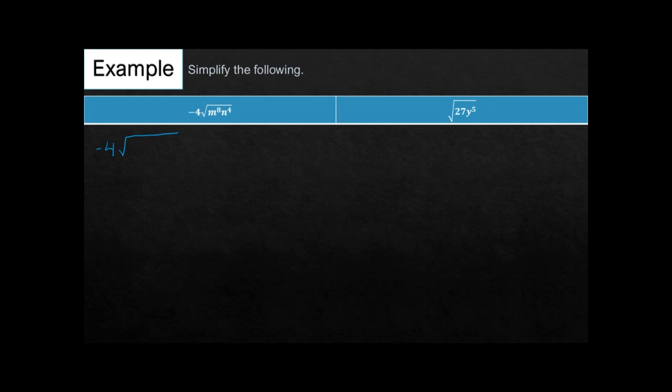So first, I'm going to just rewrite the problem, just write it down again. So in this case, when I'm looking at it, inside the square root, I already have things with exponents I can divide by 2. Because I can divide 8 by 2, I can divide 4 by 2, so I don't have to do any rearranging of the stuff on the inside. I can go straight to splitting these up into different multiplications. So I'm going to have -4 times the square root of m to the 8th, and then times the square root of n to the 4th.